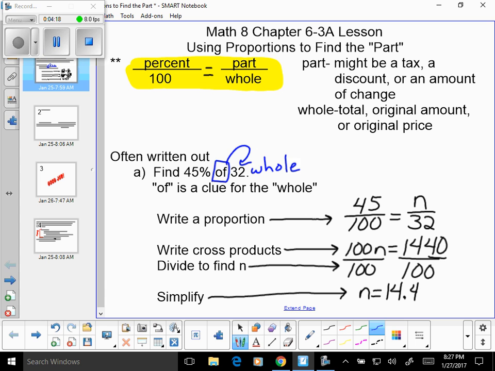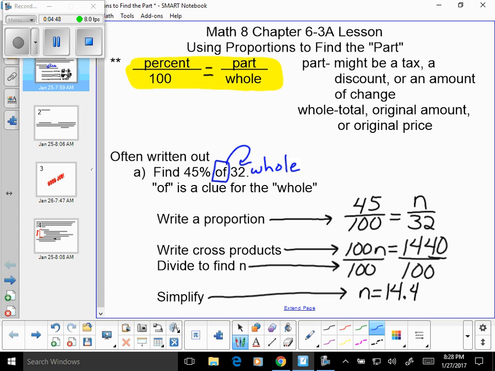We're going to write out the proportion using that idea that I highlighted. You have the percent over the 100 and the part over the whole. I have the percent, 45, which is 45 over 100. I have the whole, 32, so it goes into a denominator position. And I do not know the part.